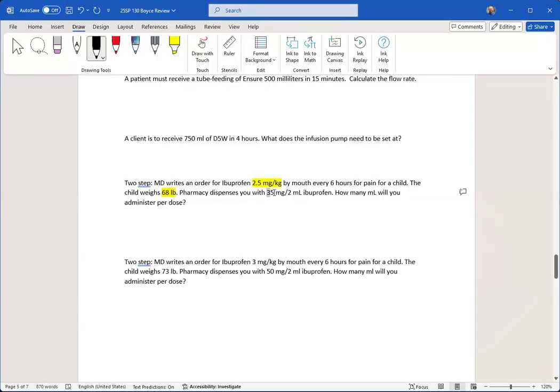And the available is 35 milligrams per 2 ml. Even if it doesn't ask you how many milliliters will you administer, and just says how much will you administer per dose, the fact that it is available as 35 milligrams per 2 ml is your indication that this is an oral liquid medication. So what I'm going to do first is convert the patient's weight in pounds to kilograms. I'm just going to divide by 2.2.